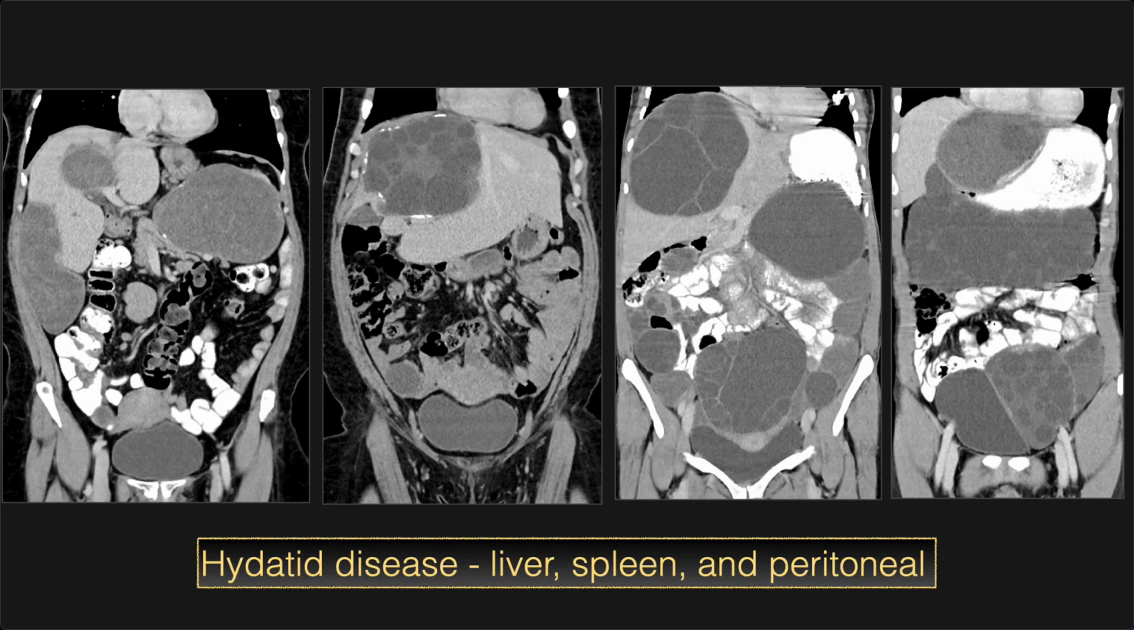In summary, hydatid disease can present with complex cystic lesions in the abdomen and pelvis involving the liver, spleen, peritoneum, and of course, the lungs. Some will have that characteristic daughter cyst appearance, while others will have some calcifications, more dense material, and visible collapsed membranes.